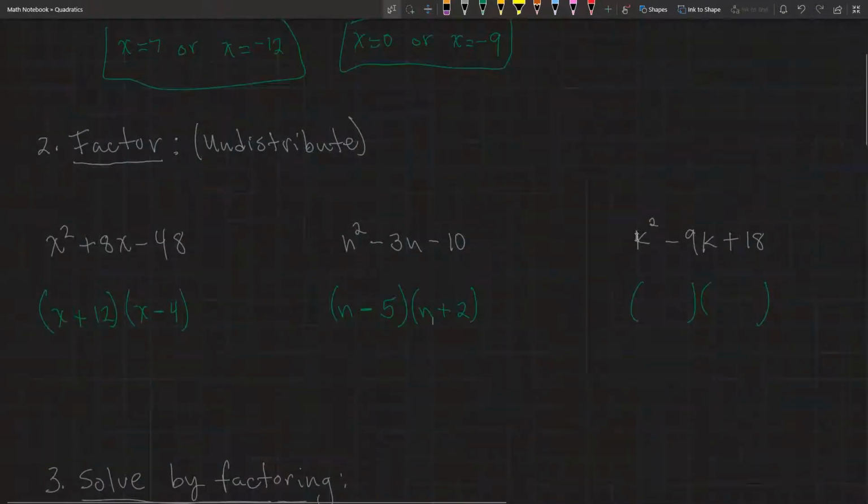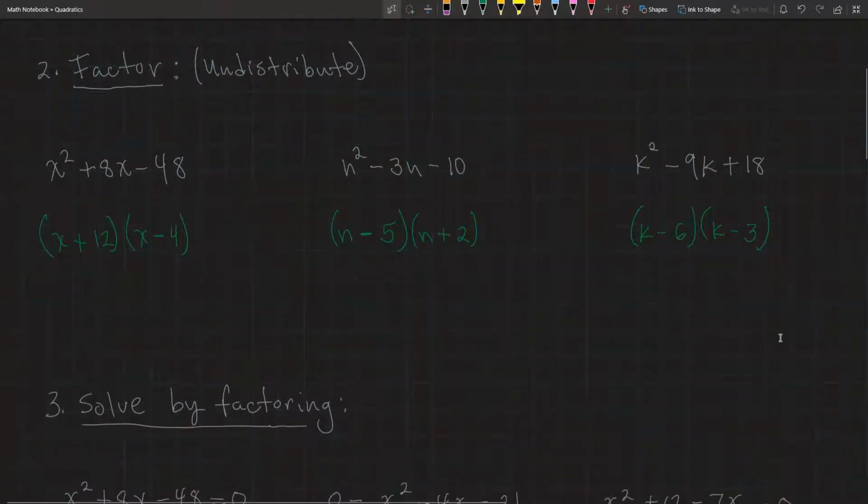And last one, similar format. How do we get a k squared? By multiplying k times k, k squared. And the product is 18. Two numbers multiplied to 18 that combine to a negative 9. What is that pair? It must be some form of 6 and 3. And if it's going to be a negative 9, those two numbers better be negative, because negative 6 minus 3 does combine to a negative 9, and negative 6 times negative 3 is a product of 18. There we go, those check.